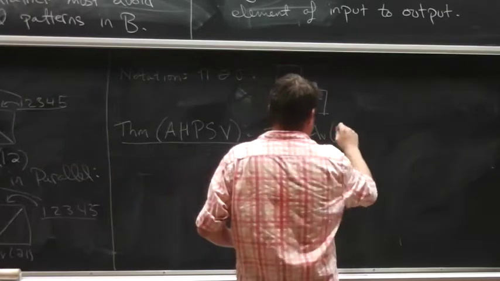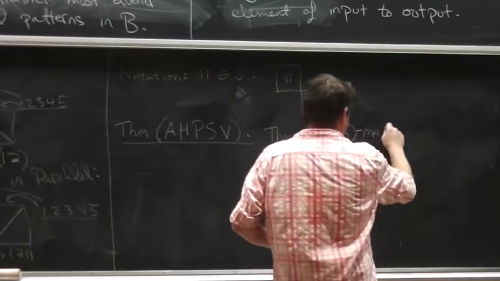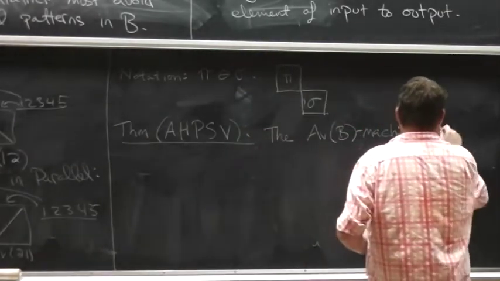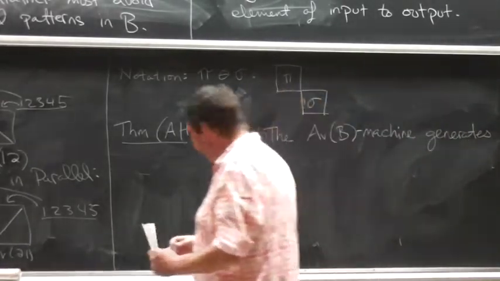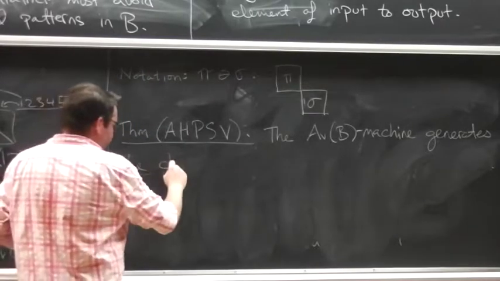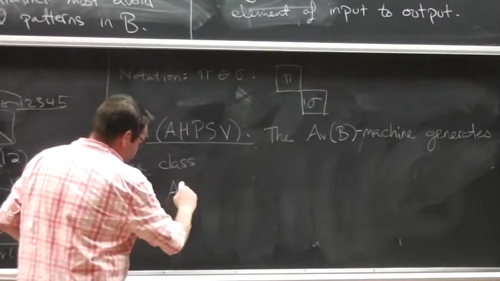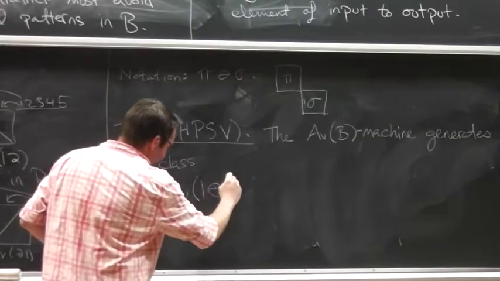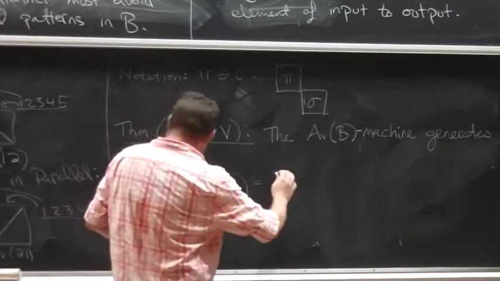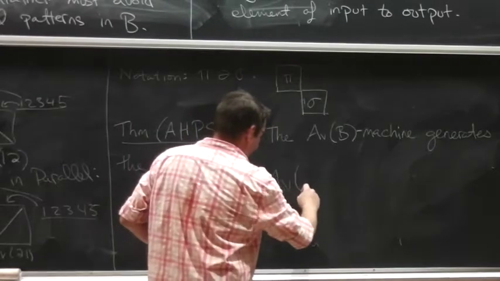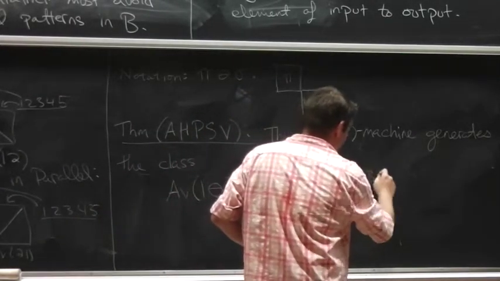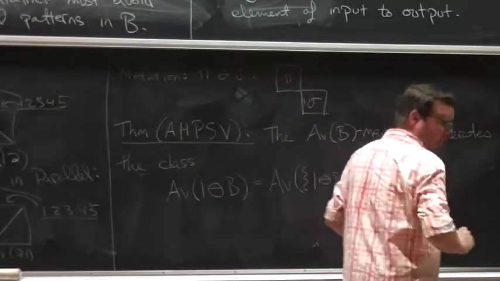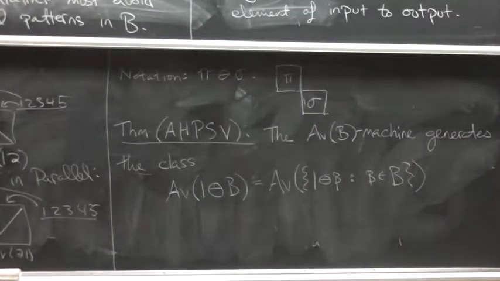So the AVB machine generates the class. I'd write AV1 minus B, which really just means prepend a new largest entry to all the things that your container was already avoiding.